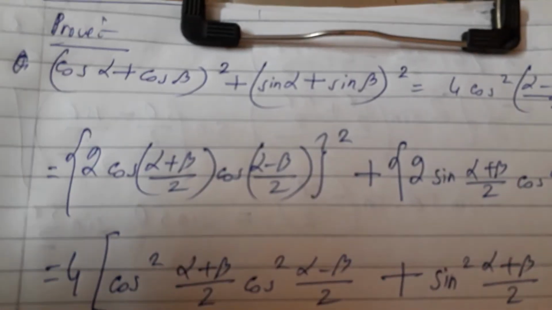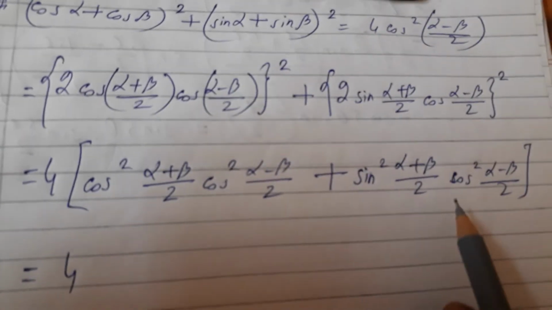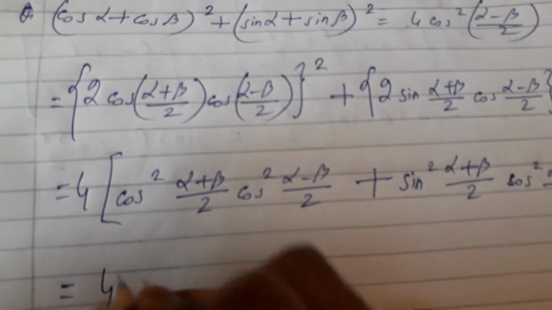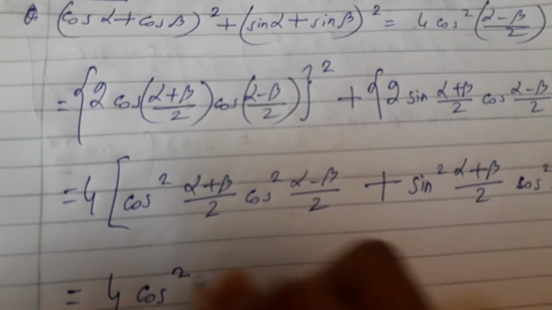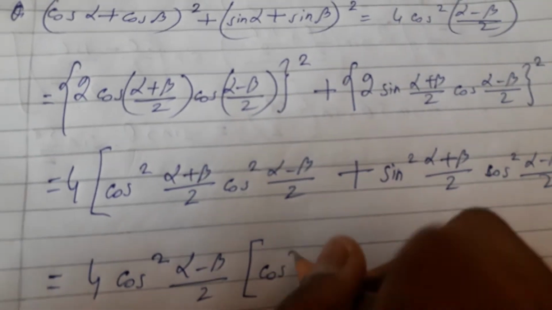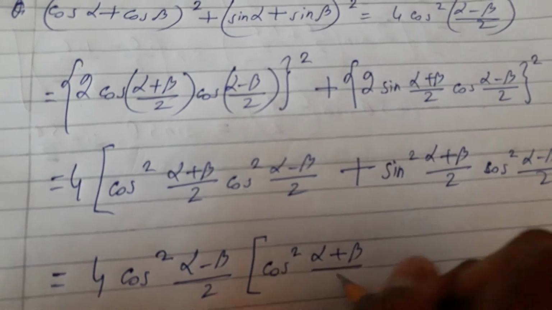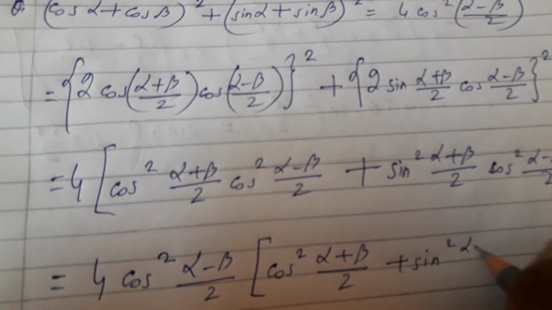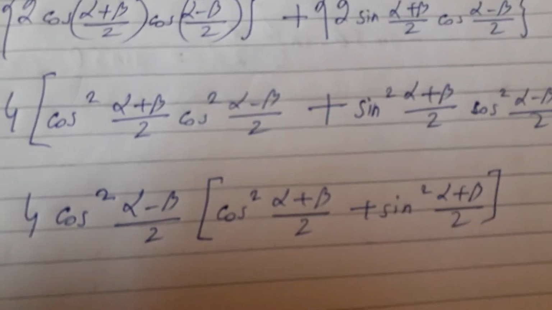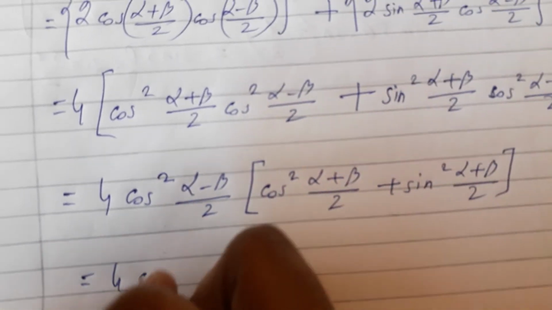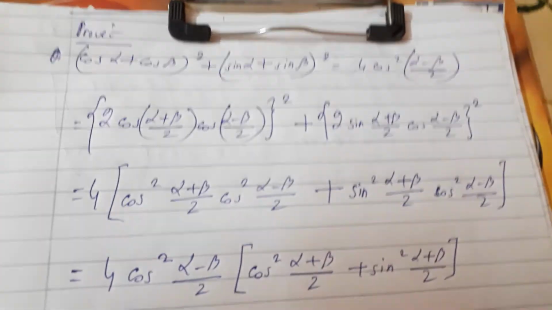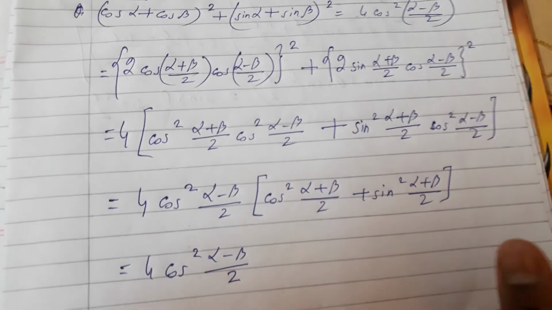See, now in this case there is something common. What is common? Yes, cos square (alpha minus beta) by 2. So we can take cos square (alpha minus beta) by 2 common. Then we can write here cos square (alpha plus beta) by 2 plus sin square (alpha plus beta) by 2. Now you all know that cos square theta plus sin square theta equals 1. So we will get at last 4 cos square (alpha minus beta) by 2, and this is what you have to prove here. So this is very simple.